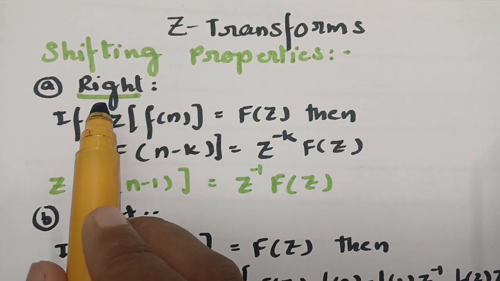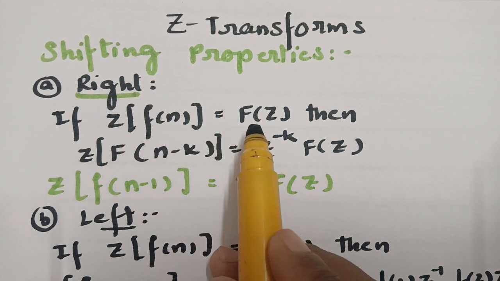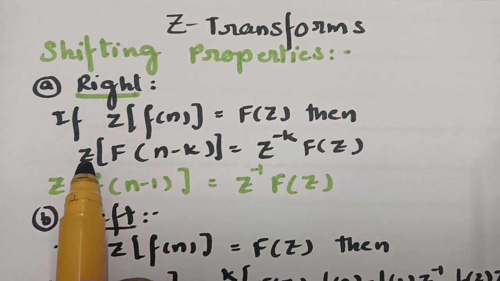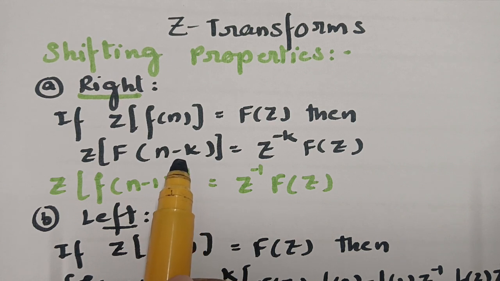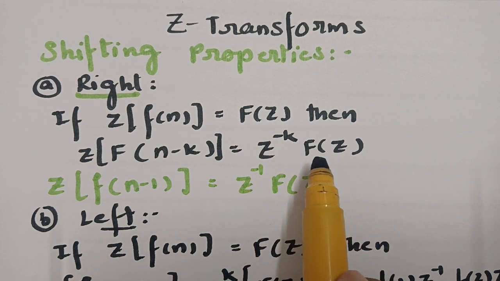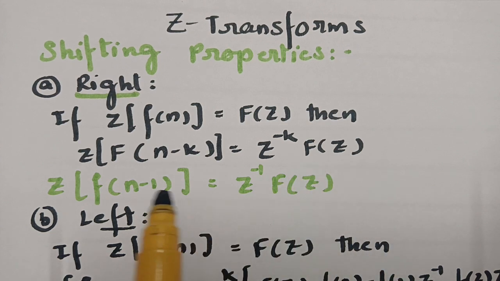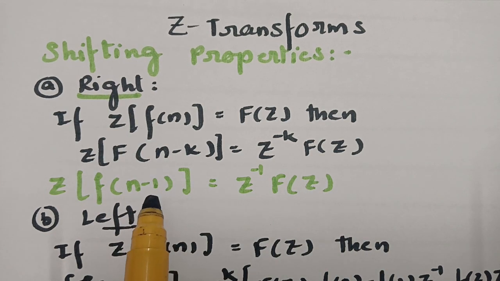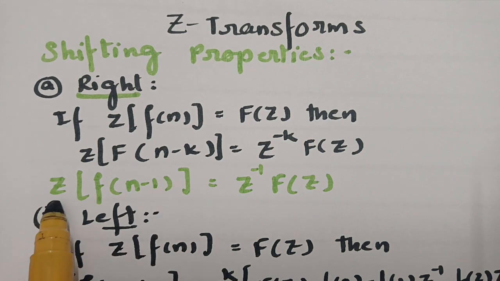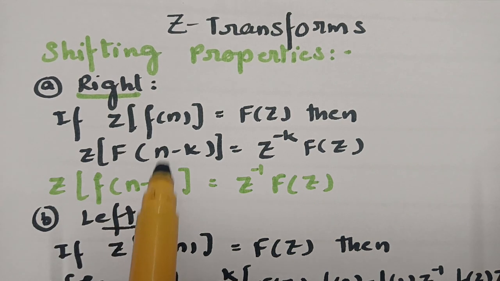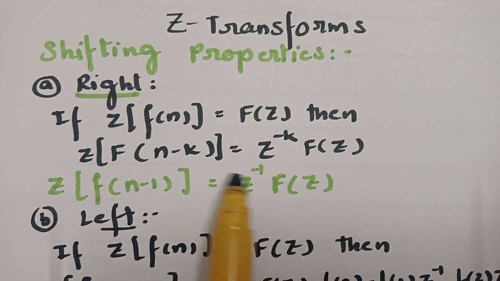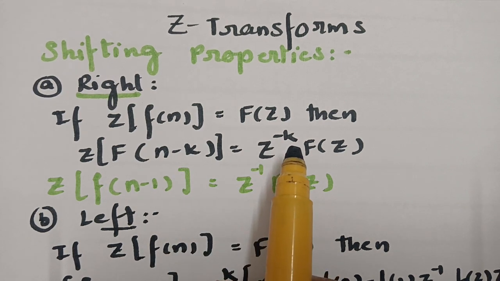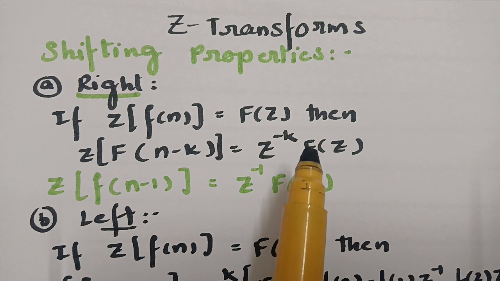Shifting towards right side. If Z transform of f(n) is equal to capital F(z), then Z transform of f(n minus k), if it is shifted towards right side, will be z to the power minus k into F(z). See here, if f(n) is shifted towards right side for 1 unit, then Z transform of f(n minus 1), here it is f(n), here it is f(n minus 1), the answer will be z to the power minus 1 into capital F(z). In place of k, we have to substitute 1 if it is shifted 1 unit towards right side.